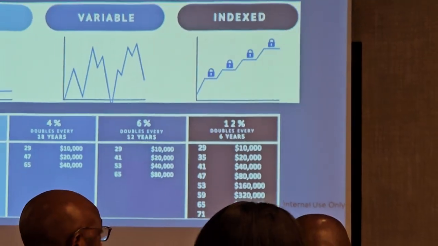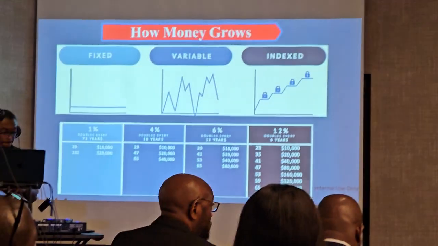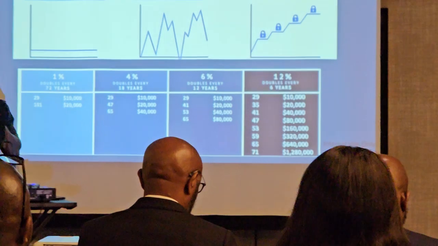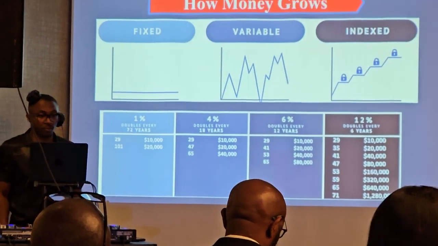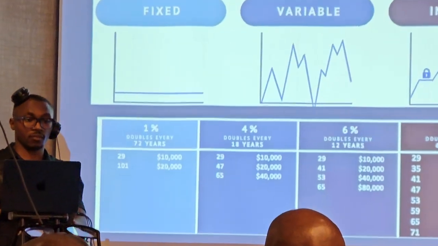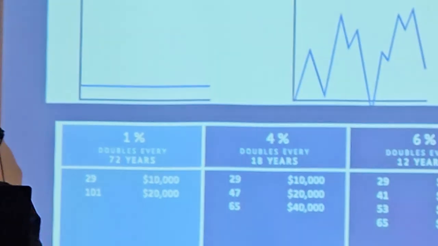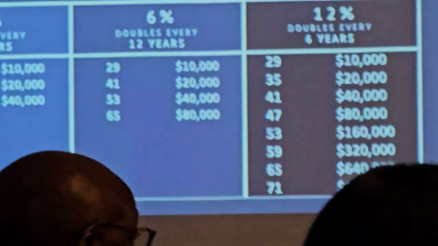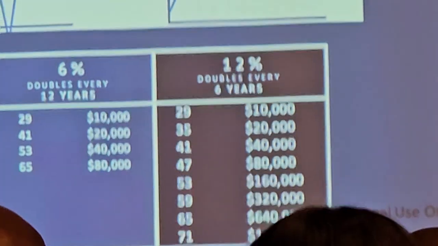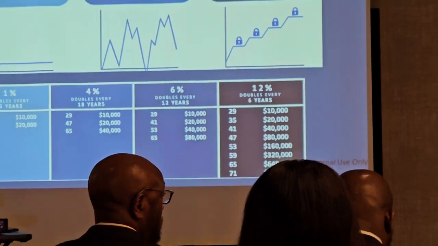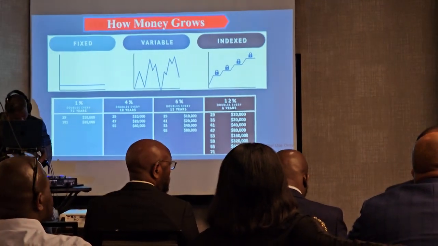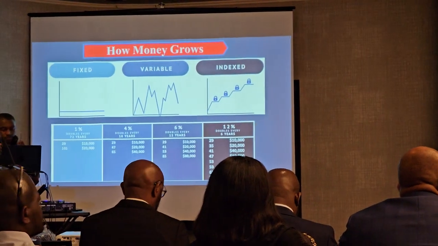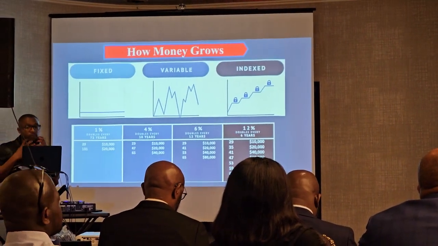So if you've got money in an account growing at 1%, your money doubles every 72 years. Every 72 years. If you've got money in an account growing at 4%, your money doubles every 18 years. Much better than 72, right? If you've got money in an account growing at 6%, it doubles every 12 years. 72 divided by 6 is 12. And if you have money in an account growing at 12%, your money doubles approximately every 6 years.